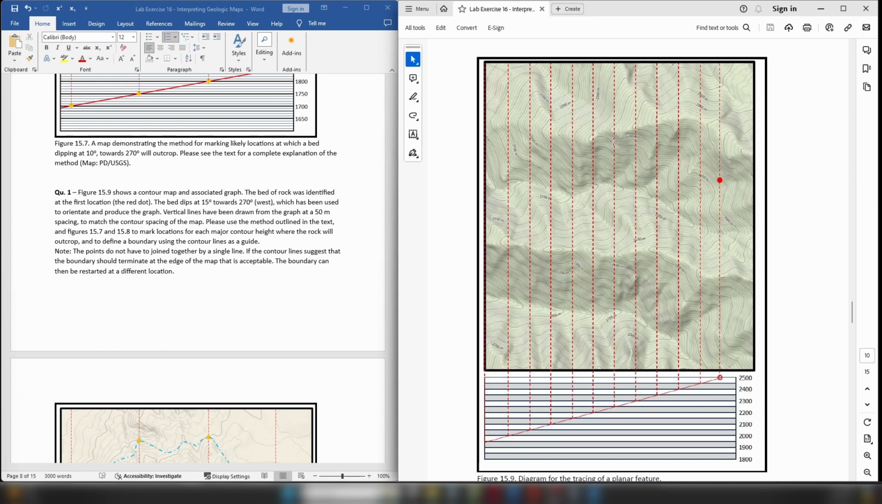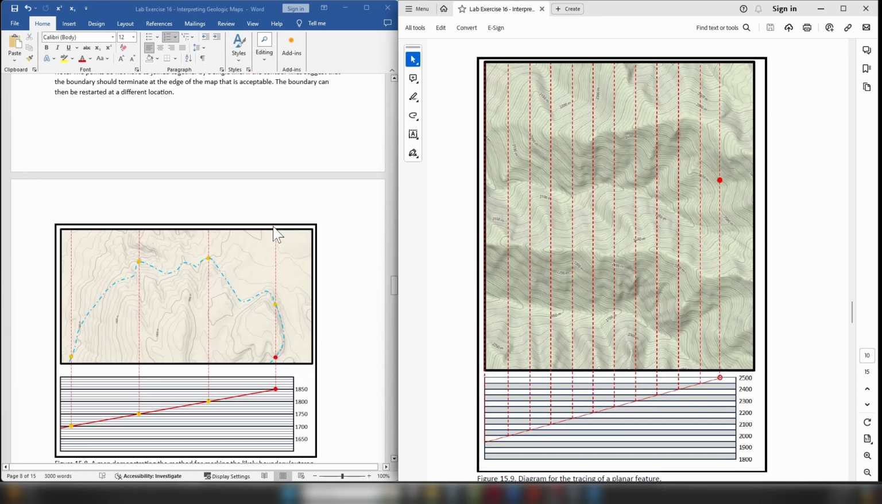So in this case, your line would come round, and then it's going to follow the topography to the north, and then your line is going to restart at another point along the edge of the map, and then it's going to start following the topography over in that area as well. And so once you've done that, you are going to have marked out the probable locations where this layer of rock could outcrop. And that will be the end for part 1, question 1.